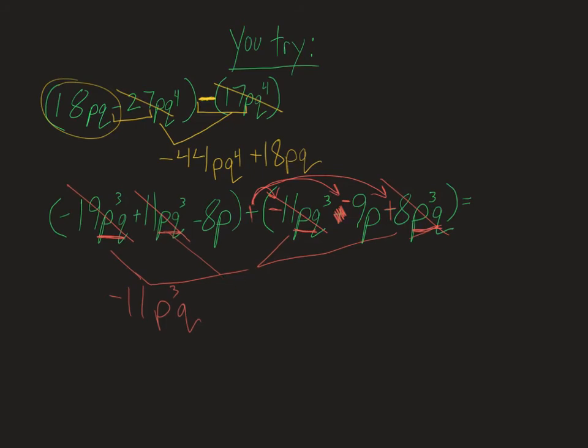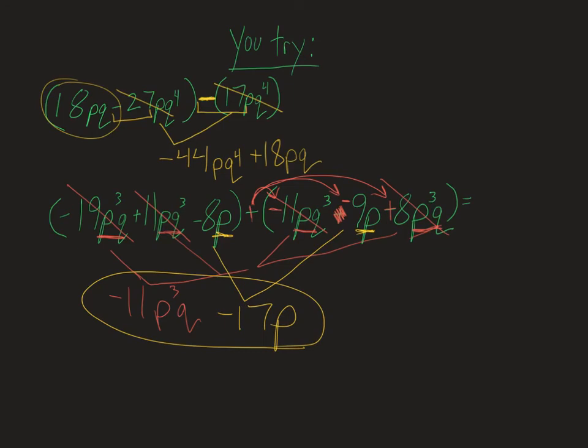Okay, last one, I'll use a different color. I probably should have done that before. Got my P's and P's, negative 8, negative 9, that's negative 17 P. It is in standard form because the higher level exponent is in the front. All right, there you go.